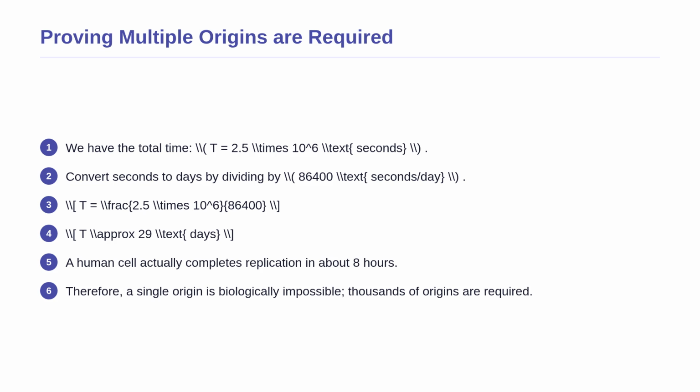This mathematical step physically proves that a human cell cannot possibly rely on a single origin. It would take an entire month just to copy one single chromosome. In reality, a human cell completes this entire process in about 8 hours. The only mathematical and biological way to bridge the gap between 29 days and 8 hours is by utilizing thousands of origins simultaneously. This perfectly illustrates the absolute necessity of parallel processing in eukaryotic life.